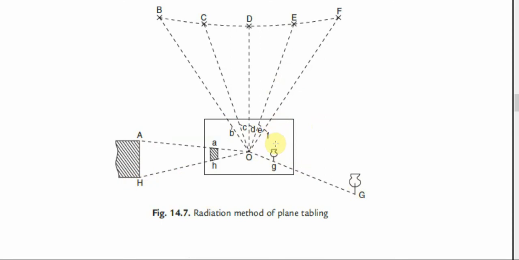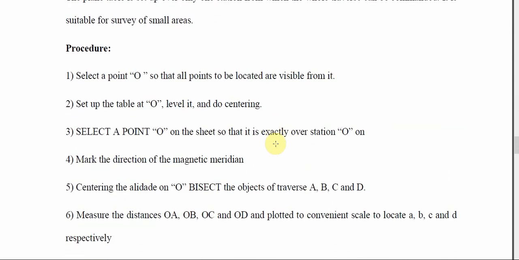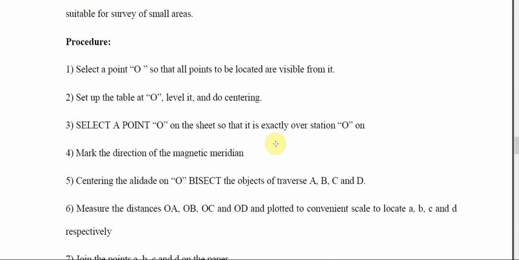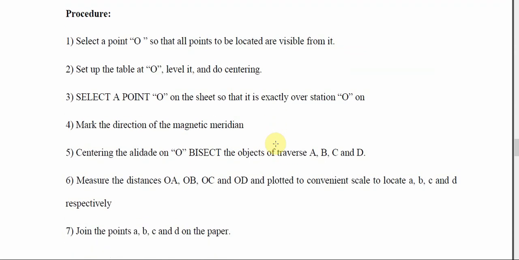So I'll just recap. We have to select a point O so that all the points to be located are visible from it, and we will set up the table at point O or station O, level it and center it. We have to mark a point O on the sheet by using a plumbing fork so that it is exactly over station O, and we have to mark the north direction using the trough compass.